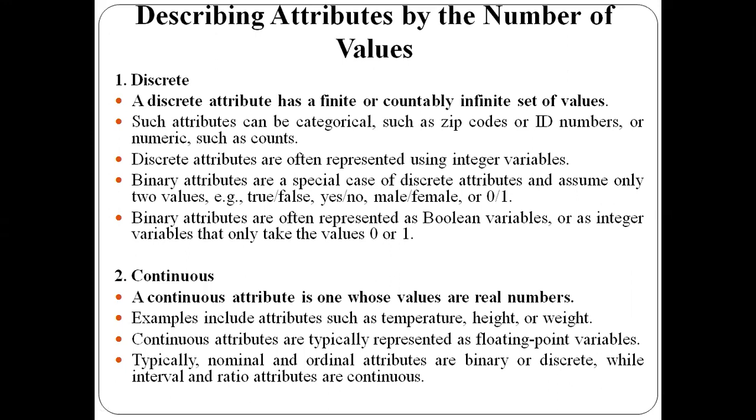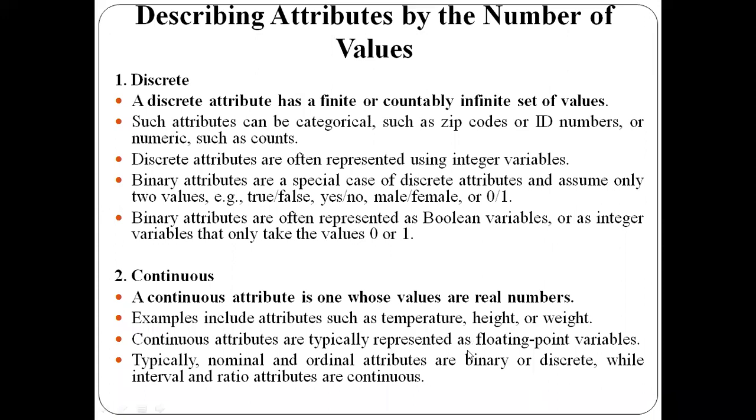All the attribute values which have floating point values or floating point variables come under continuous attributes. In case of discrete attributes, we will have whole numbers, integer numbers, or even strings like zip codes or employee ID. All these are whole numbers, so they come under discrete. In case of continuous, we will have real numbers for representing the attribute values. So they will be represented using floating point variables.